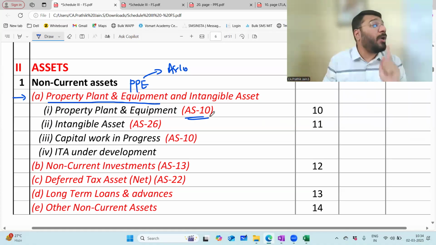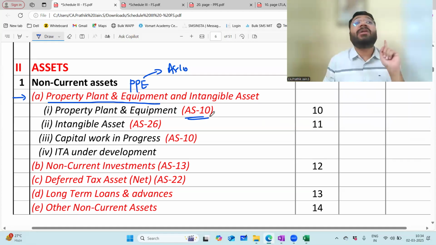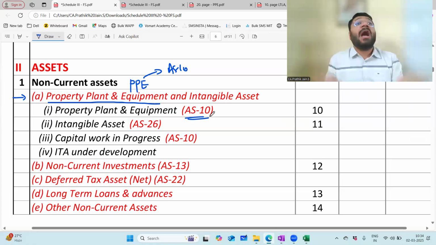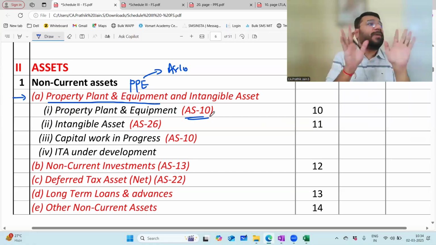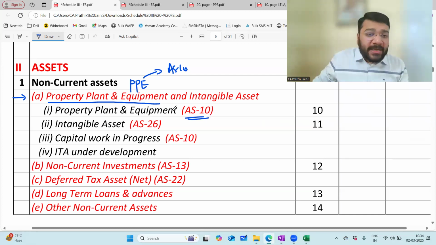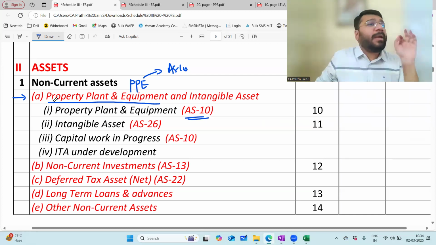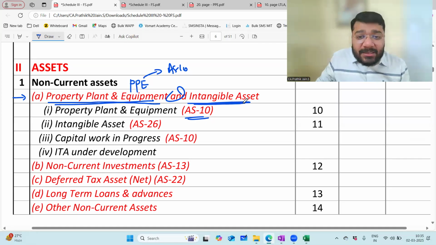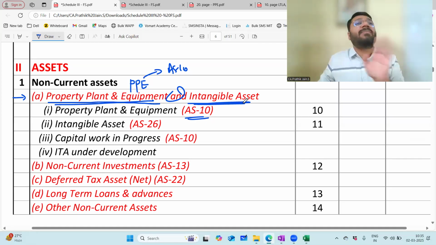But are we going to discuss Accounting Standard 10 now? No. We're doing Schedule 3. We're just going to understand the accounting, what you've done as per accounting standard, the data we have as per accounting standard, and how you will present the data in Schedule 3, is what we're going to see. So Schedule 3 says that you have to have one heading called property, plant, equipment, which is nothing but tangible assets, and intangible assets. So it is basically tangible and intangible asset.